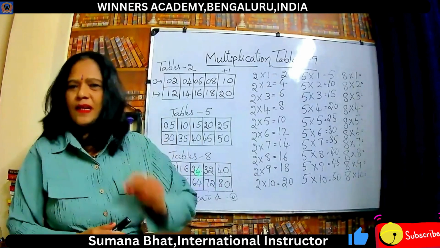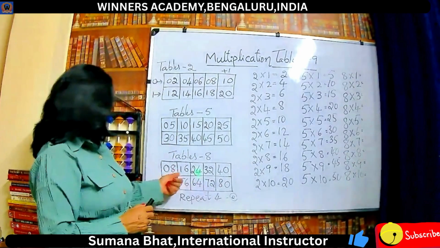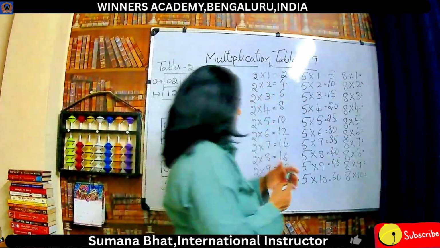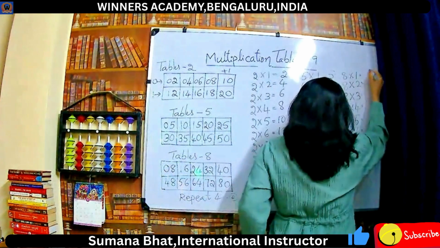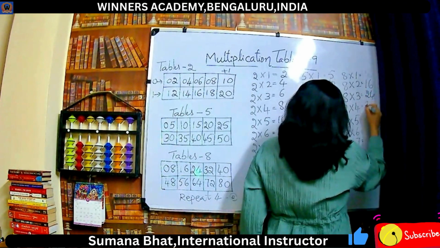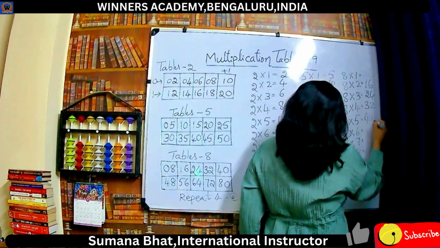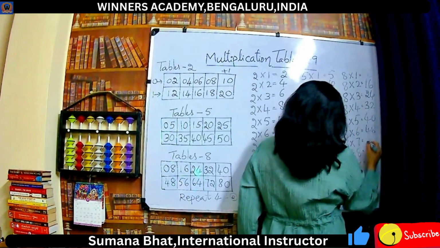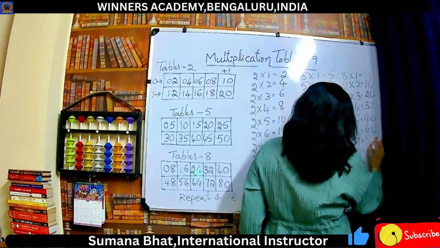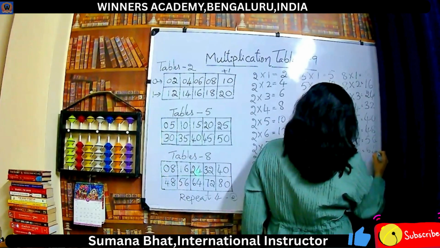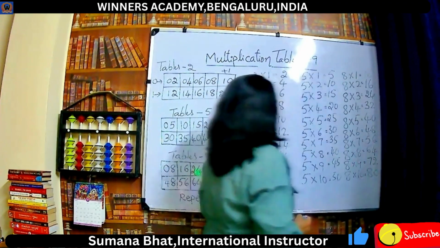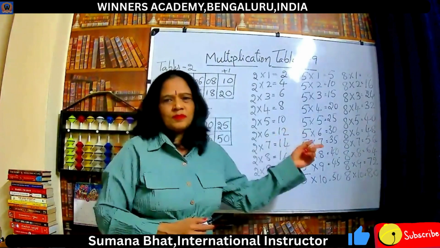Now the table of 8 is also ready. 8 ones are 8, 8 twos are 16, 8 threes are 24, 32, 40, 48, 56, 64, 72, 80. Okay, we wrote the table of 8 now.